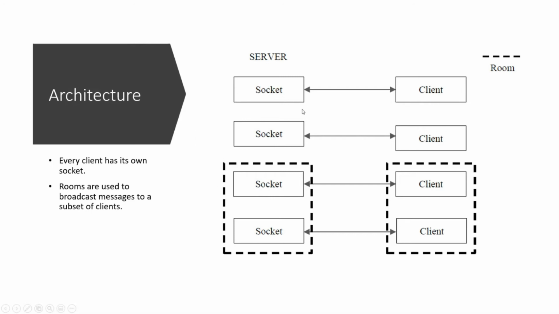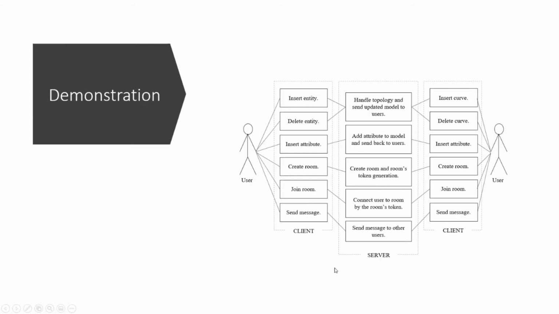Each client has its own socket, even those that are in the same room, but the room system knows what sockets are in each room. So if a client sends a message to that room, it will broadcast this message to all clients connected to that room. Now I'm going to demonstrate the application.